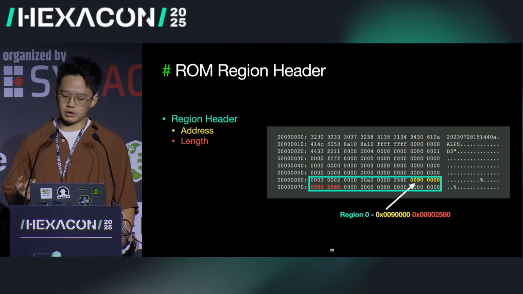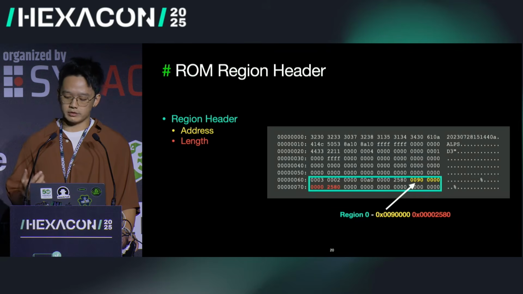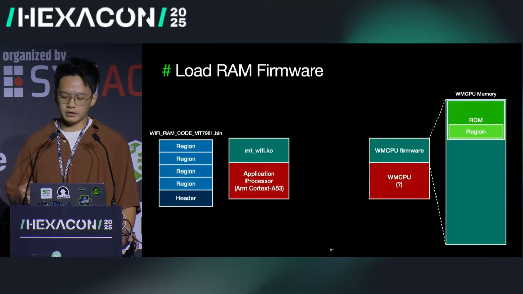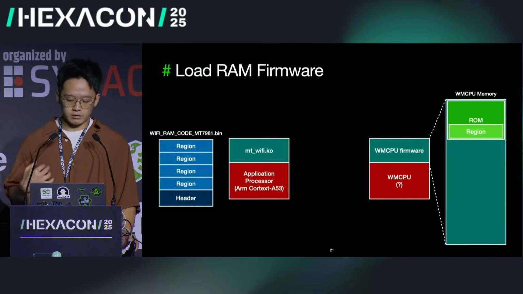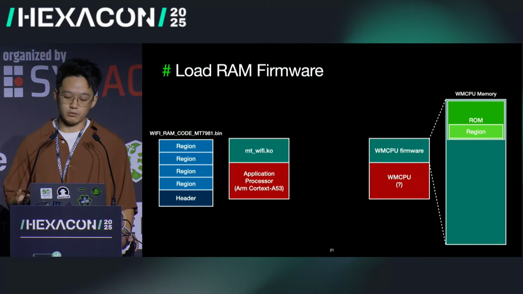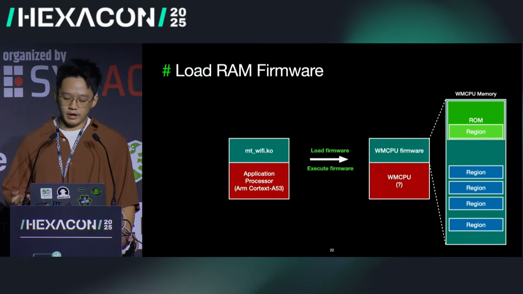So the ROM patch includes only one region header. The header of the region 0 is shown on this slide. The load address of region 0 is hex 90,000, and its size is hex 2580. After loading the ROM patch, the Wi-Fi kernel module then parses the header of RAM firmware. It then loads the firmware into WM CPU memory based on the header, and finally triggers WM CPU to jump to the entry point to execute the RAM firmware.